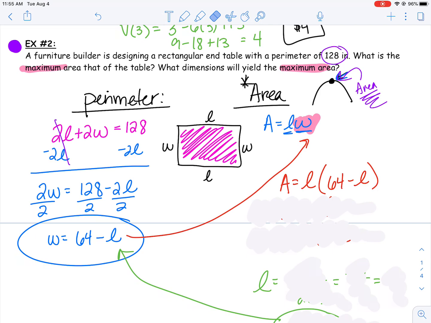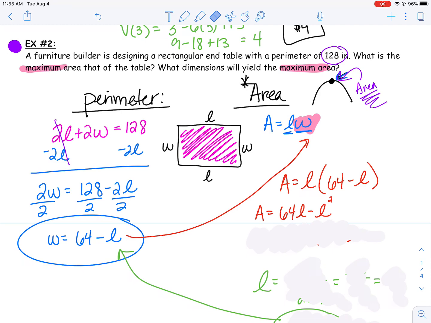So it should look something like this. I still have the A equals, I still have the L, but then instead of W, I'm going to substitute in 64 minus L. Do you notice that it then eliminates one of my variables? So now all I have is L's and A's. If I distribute the L through, I end up getting A equals 64L minus L squared.